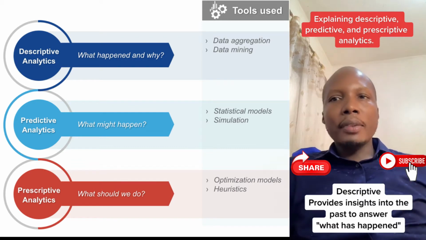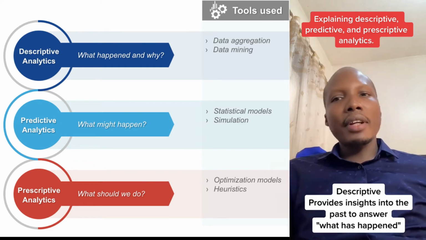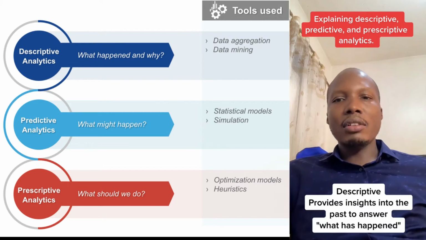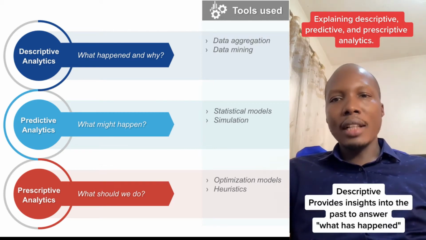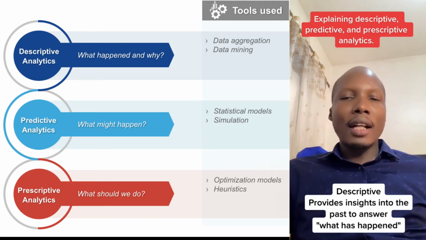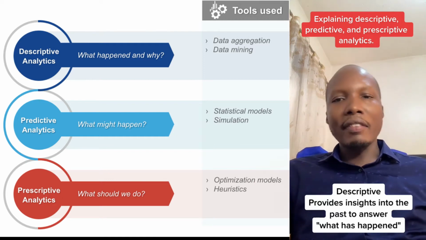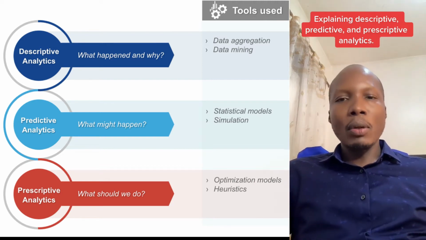The first, descriptive, provides insights into the past to answer what had happened. So it uses data aggregation and data mining techniques, as I have explained in some of the videos. You use historical data to do analytics. Taking an example, an ice cream company can analyze how much ice cream they sold in a certain month and the flavors they sold, such that they can optimize on what to do next.